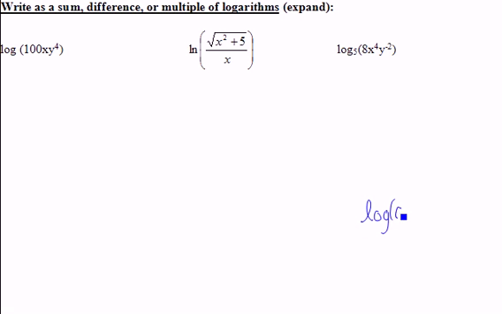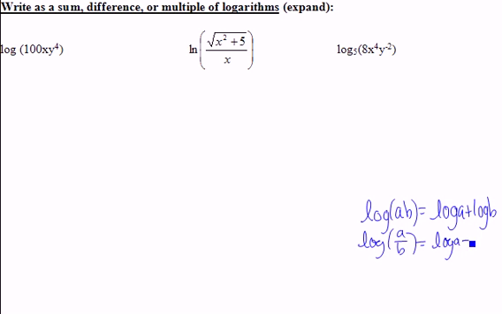The log of a product is going to be the sum of those logs. The log of a quotient is going to be the difference of those logs. And the log of a power, it's going to be the multiple of that log. So we need to kind of ask ourselves, do we have a product, a quotient, or a power here?